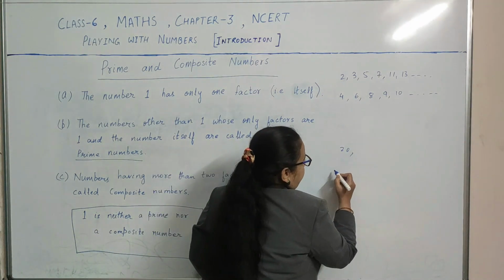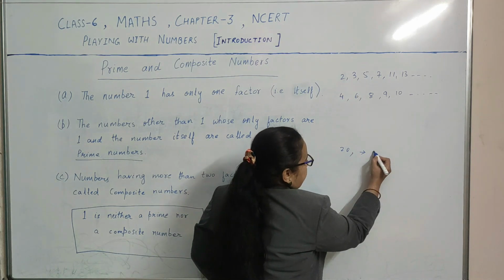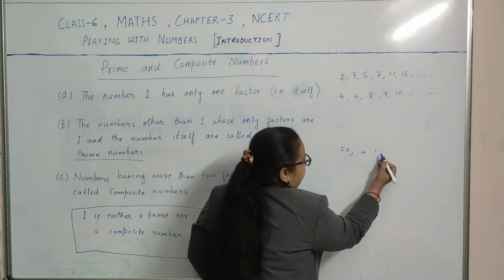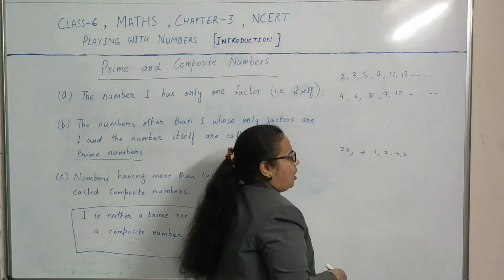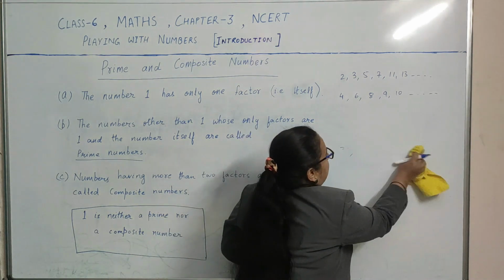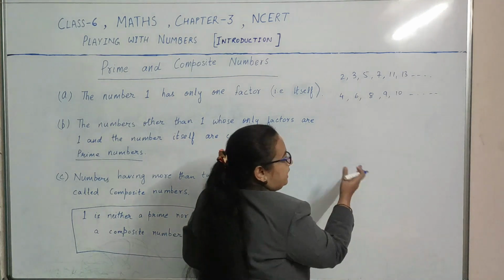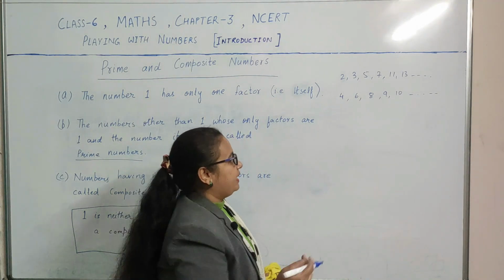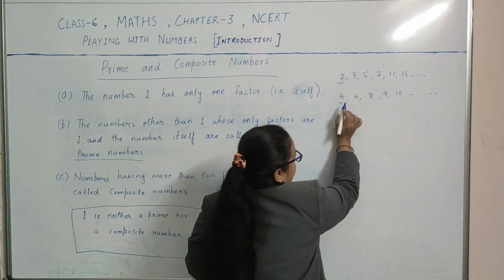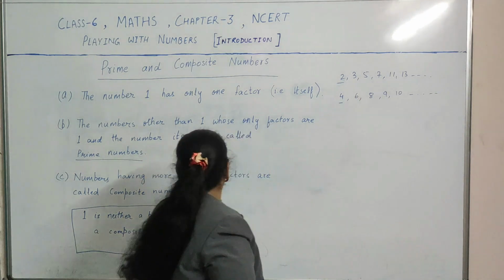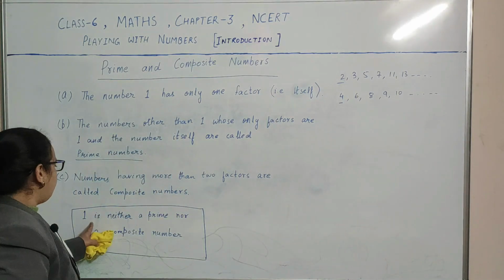20, is it a composite number? Yes, it is a composite number because it has more than 2 factors. See, 1, 2, 4, 5 and so on. So 20 is a composite number. There are many more composite numbers you can find, but the smallest composite number is 4 and the smallest prime number is 2.